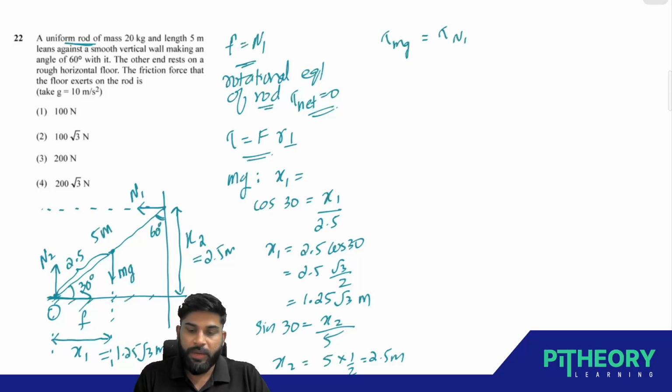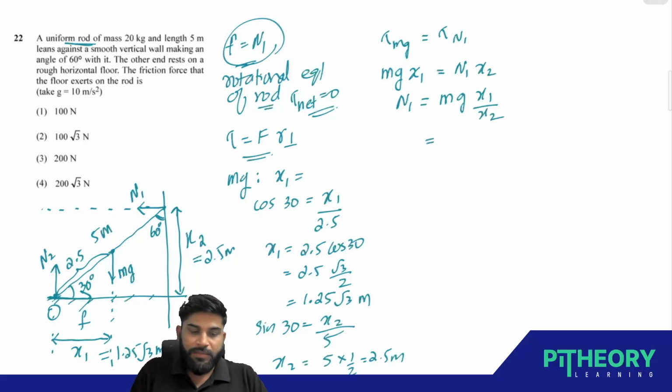So the torque due to mg can be written as mg into the perpendicular distance, which is x1, and that will be equal to the torque due to N1 into the perpendicular distance x2. Okay. So to find F, it is nothing but N1 only. So if I find N1 itself, our problem will be solved. So to find N1, we are doing this. So N1 is equal to mg into x1 by x2.